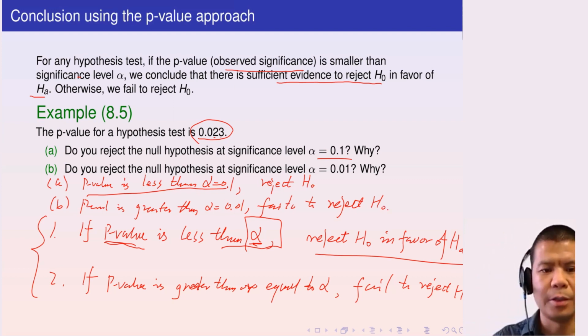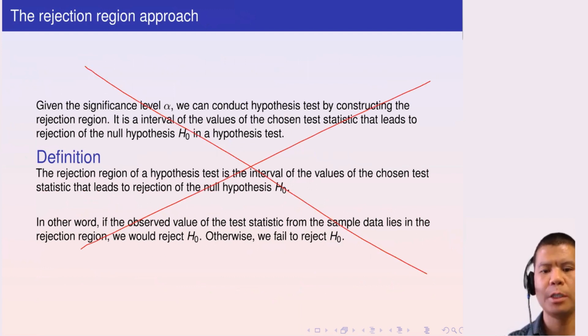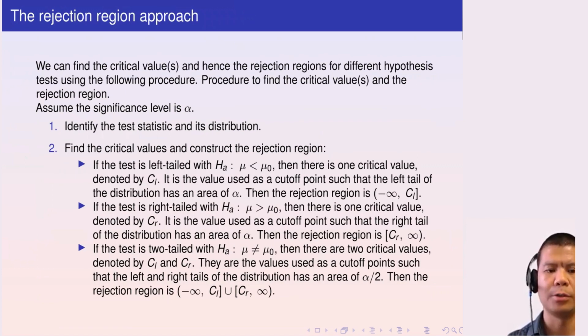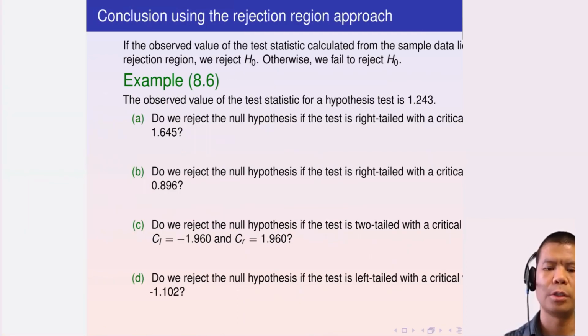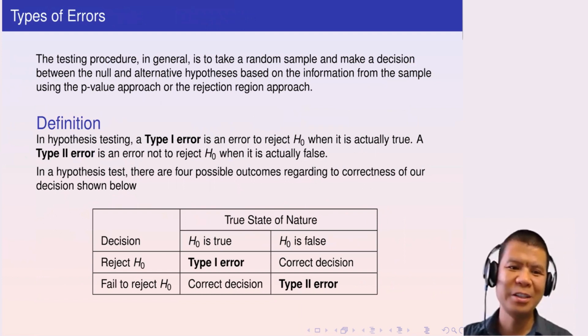All right, so that is the conclusion rule based on the p-value. The rejection region approach, I'm going to skip here, but if you're interested, you can read the textbook. So skip here.